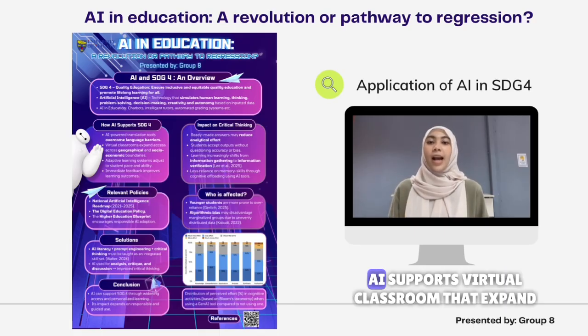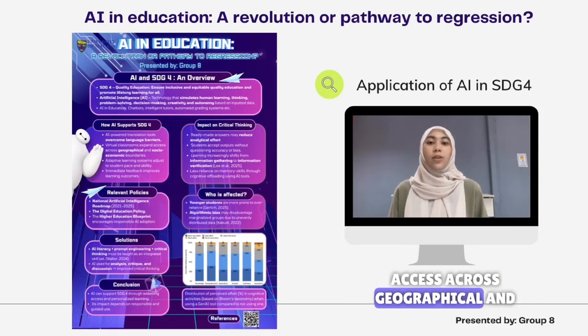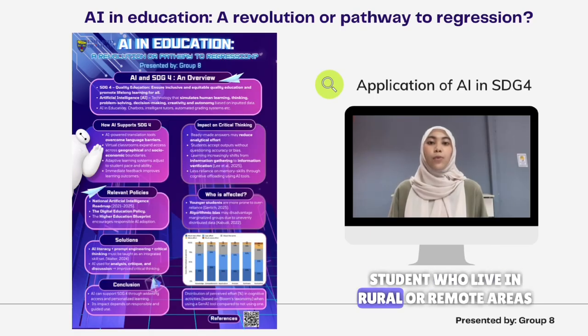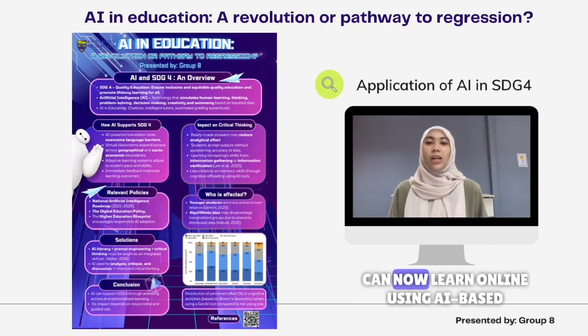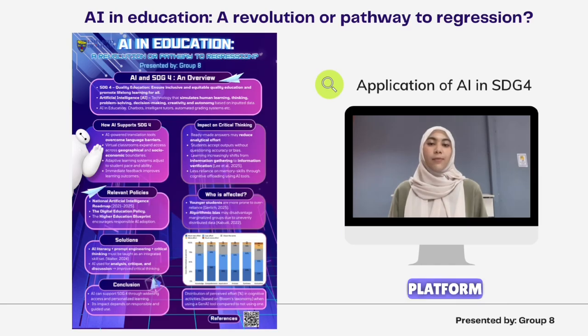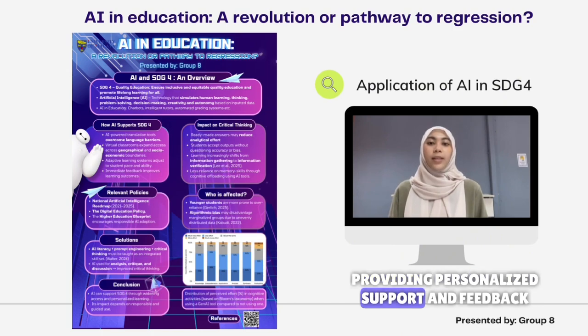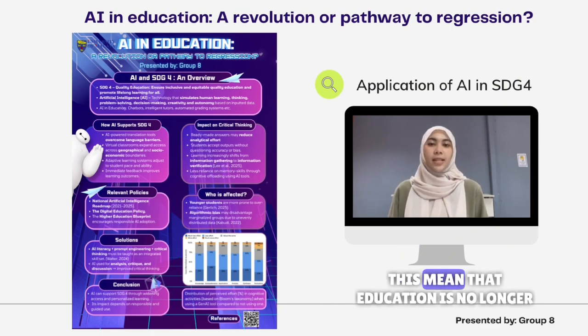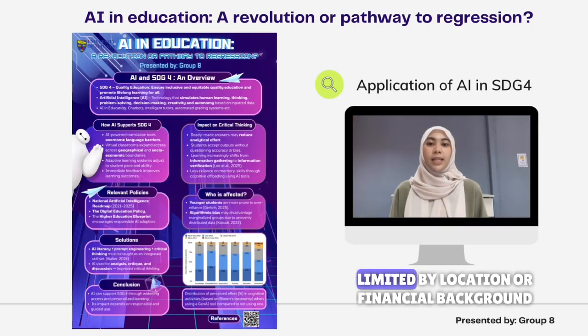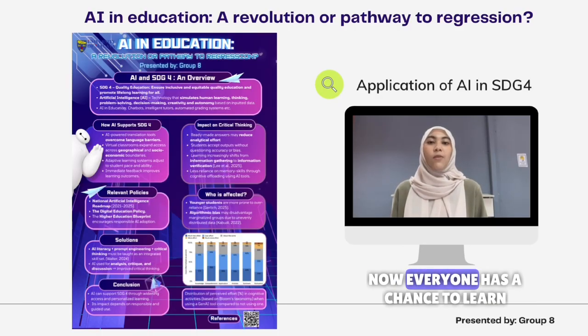Secondly, AI supports virtual classrooms that expand access across geographical and socio-economic boundaries. Students who live in rural or remote areas can now learn online using AI-based platforms. This system can adapt to each learner's pace, providing personalized support and feedback. This means that education is no longer limited by location or financial background. Now, everyone has a chance to learn. I will then pass to Nadia.